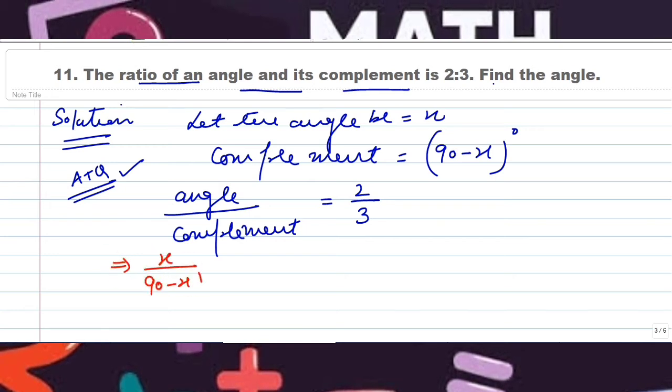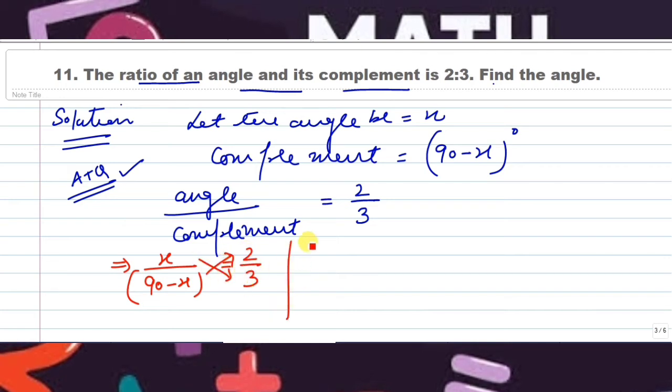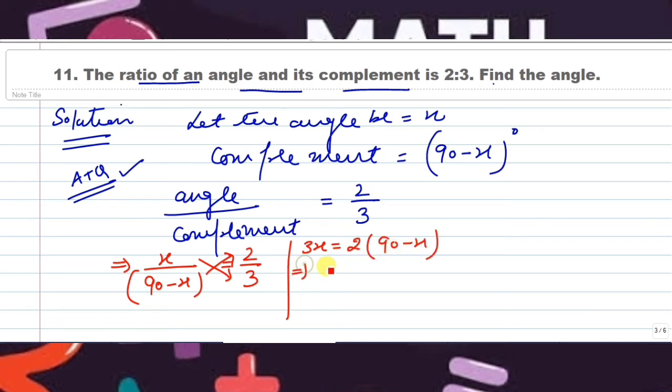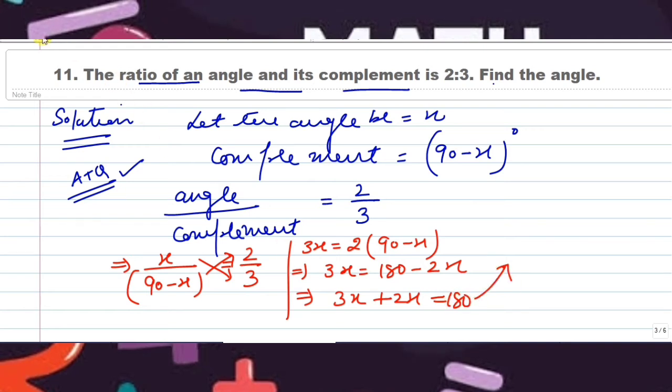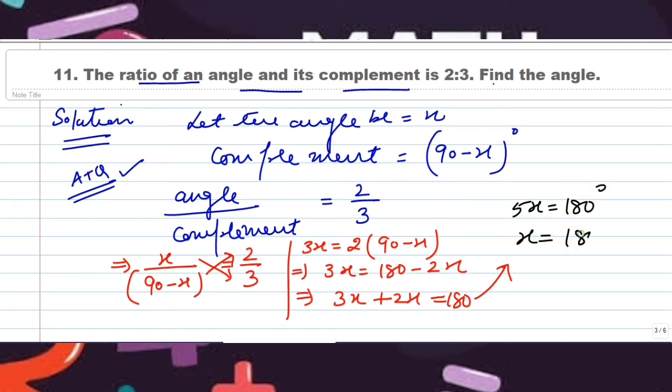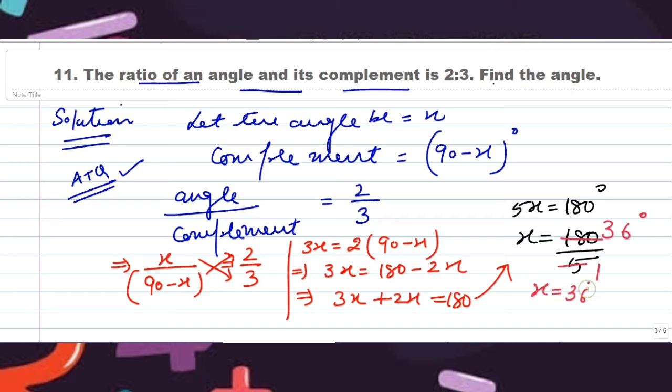x over complement of it, 90 minus x, equals 2/3. You will do cross multiplication. You know how to do that. 3 into x, 3x, equals 2 into 90 minus x. You have to multiply it. 180 minus 2x. You will transpose it. 3x plus 2x gives 180. That means 3x plus 2x, 5x equals 180 degree. x equals 180 divided by 5. And you have to cancel it. 5 ones are 5, 5 threes are 15, 5 sixes are 30. So x will come 36 degree.